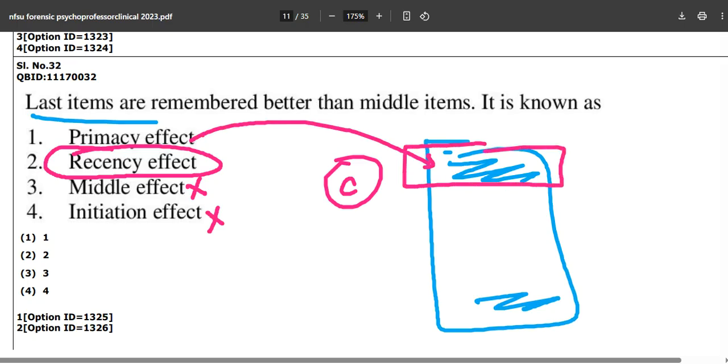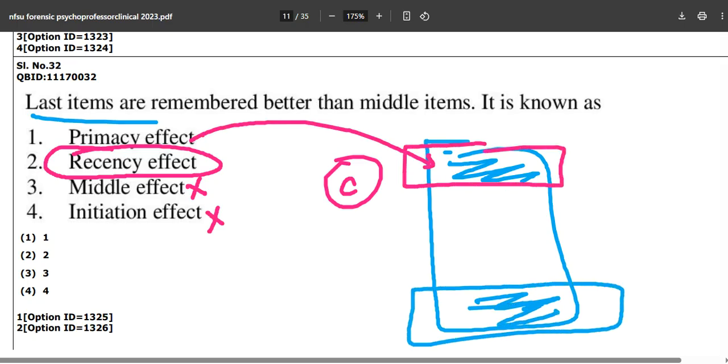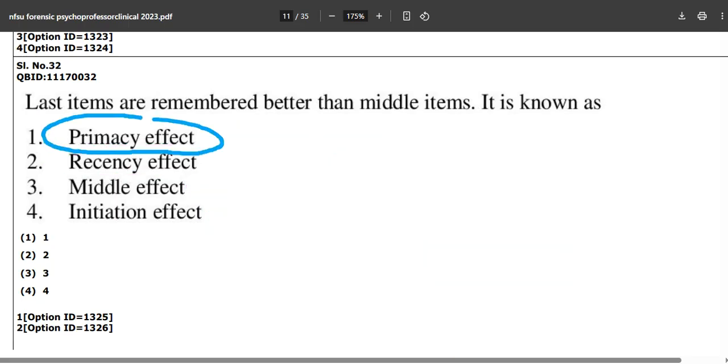Whatever you learn first, you will be able to remember properly, and whatever you learn at the last, you will be able to recall properly as well. So the primacy effect will come for the first few items which you have learned, and the recency effect will come for the last few items you have learned. I mean the last items.